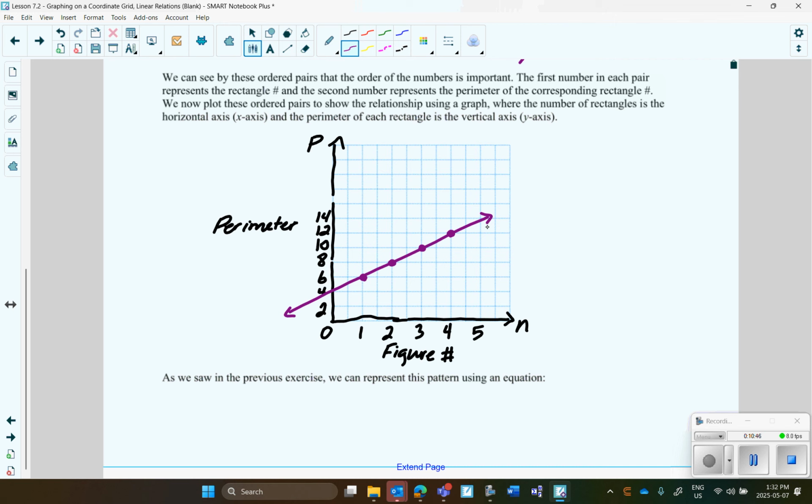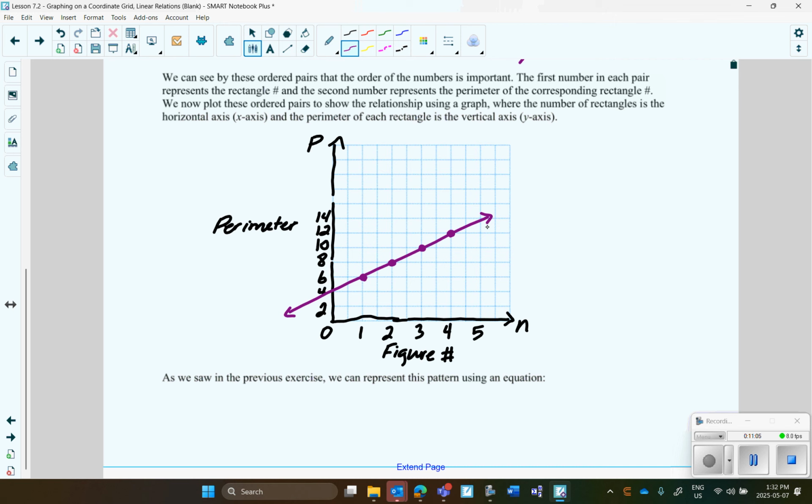Yeah, does this go into the negatives? You can't have a negative figure number. You can't have a negative perimeter. So you're right, it has to start here. Okay? So that's one thing. We can't draw just a line through it.